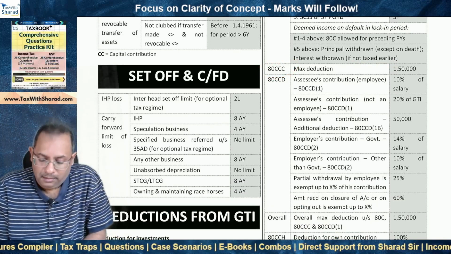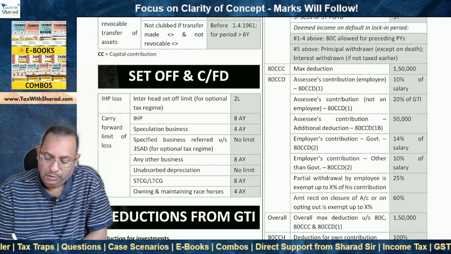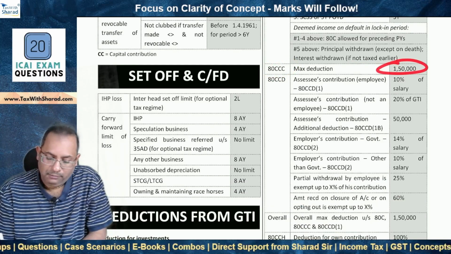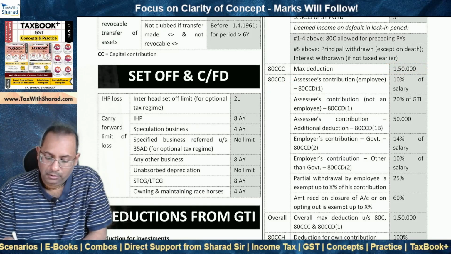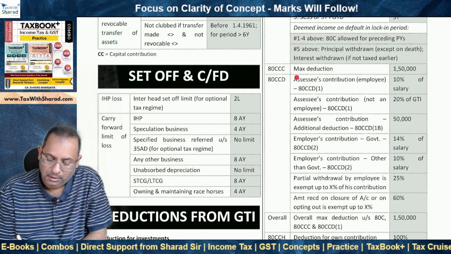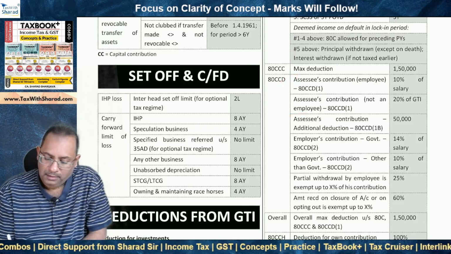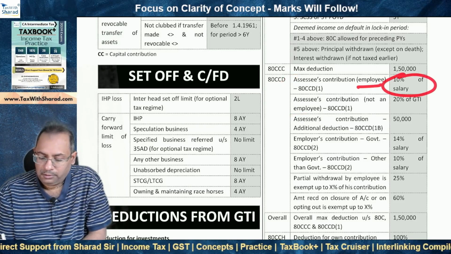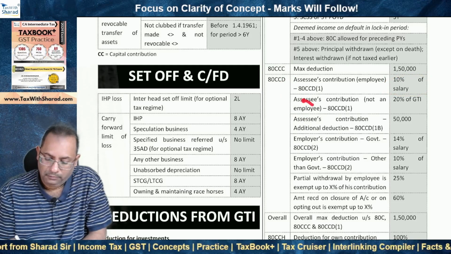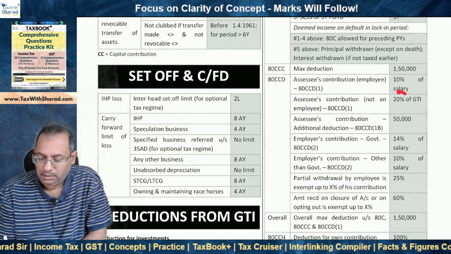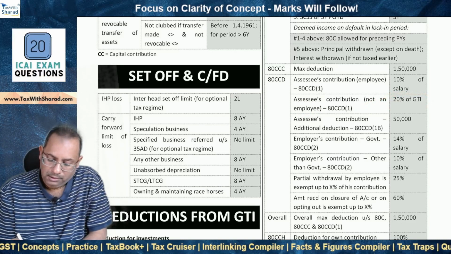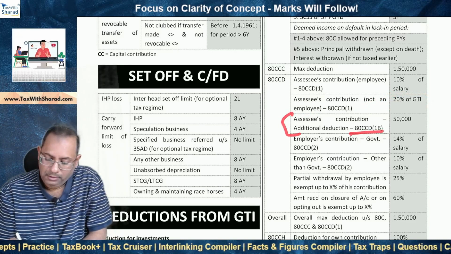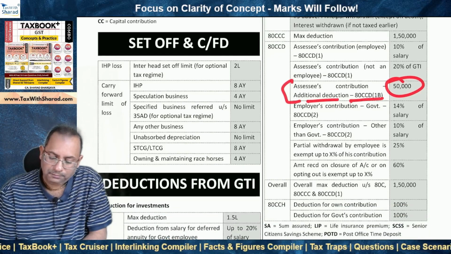80CCC deals with the deduction on account of contribution to pension funds. Maximum deduction is 1,50,000. 80CCD deals with contribution to NPS or Atal Pension Yojana. The assessee's contribution is 80CCD(1). Where the assessee is an employee, deduction is up to 10% of salary. If the assessee is self-employed, not an employee, then deduction is up to 20% of gross total income. And for the assessee's contribution, 80CCD(1B) allows an additional deduction of 50,000 rupees.